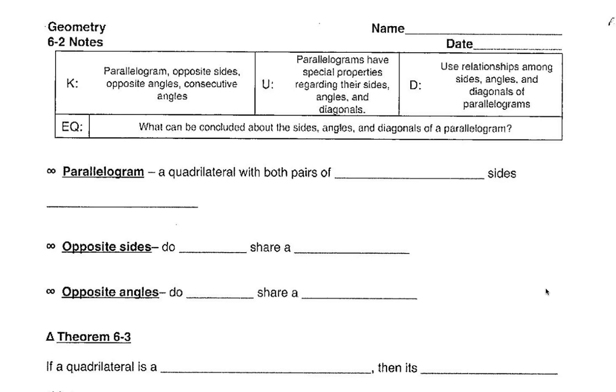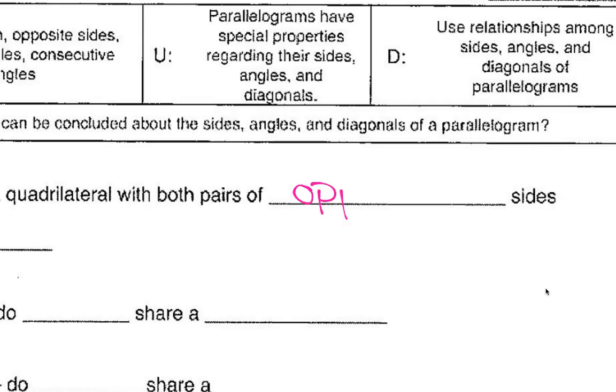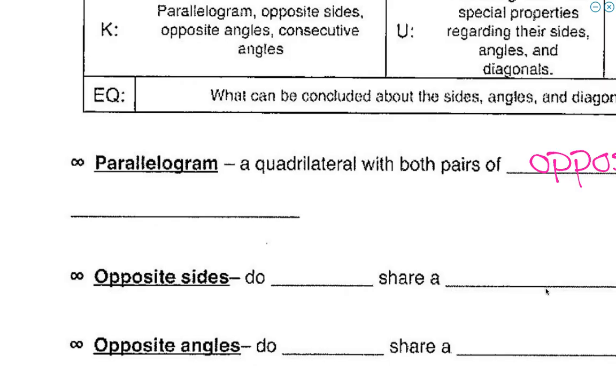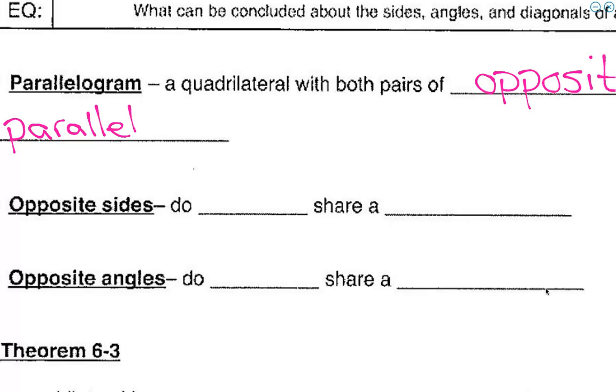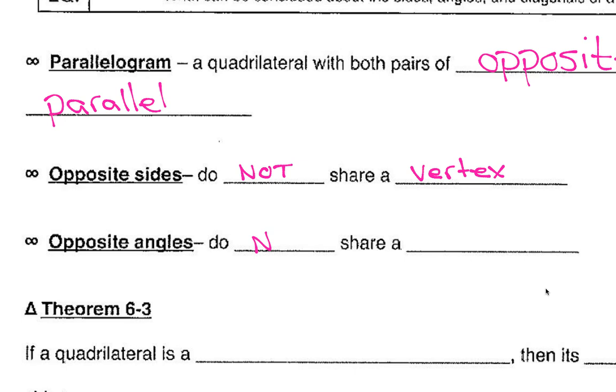So a parallelogram is a quadrilateral with both pairs of opposite sides parallel. So opposite sides do not share a vertex. Opposite angles do not share a side.